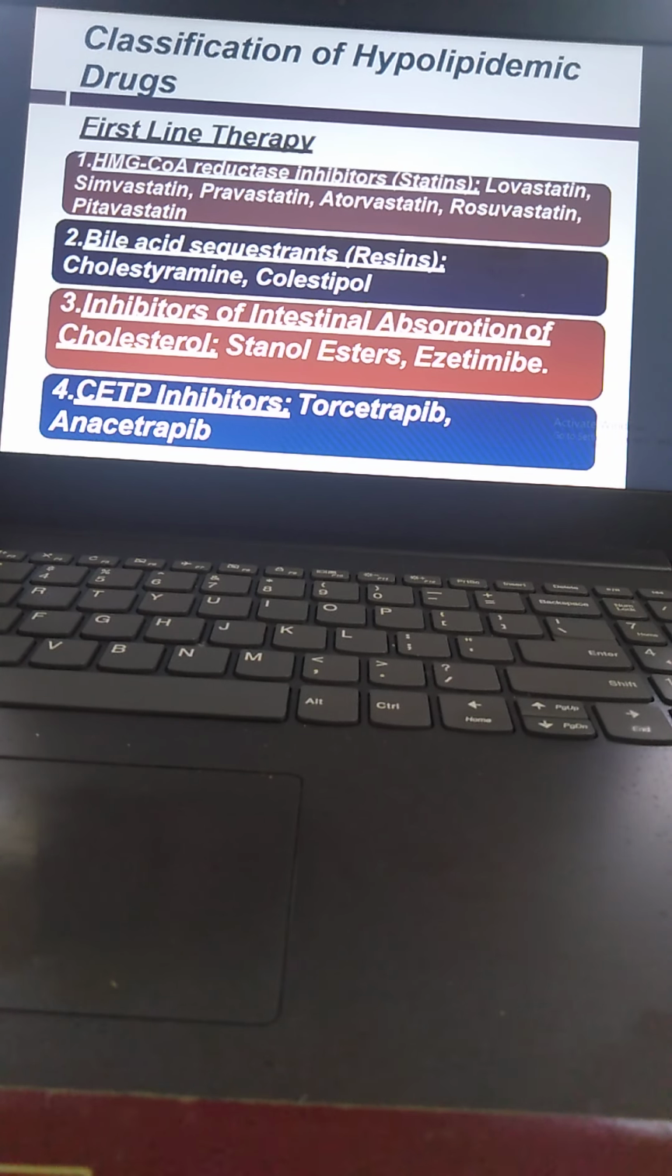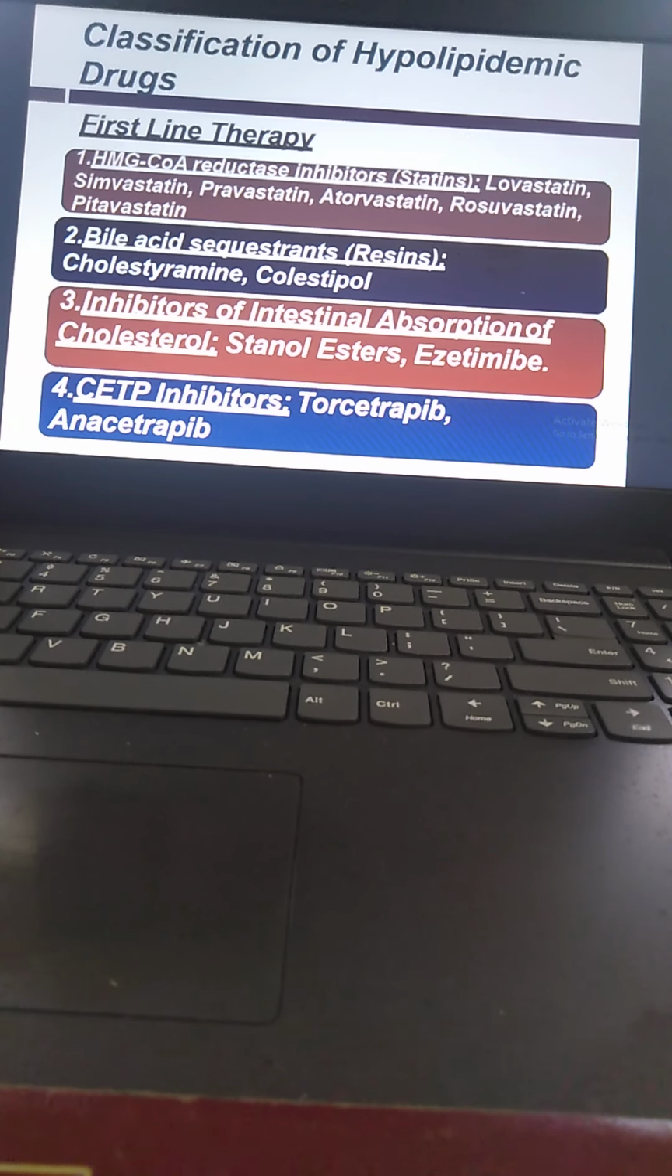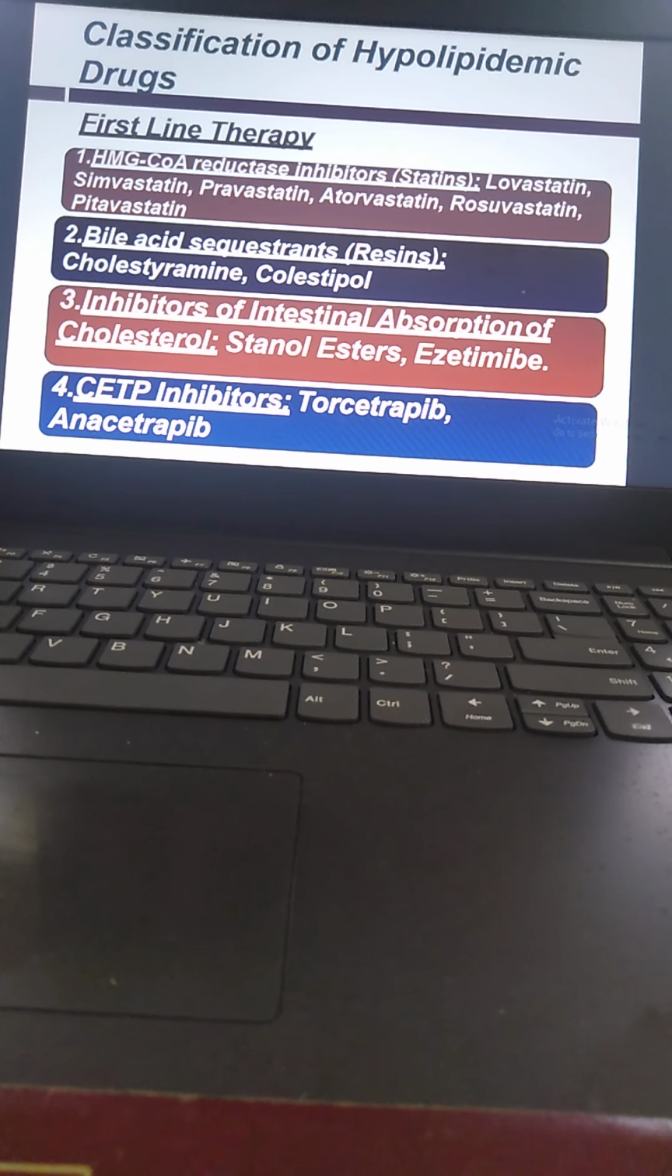Then we have the second class, bile acid sequestrants, resinous, cholestyramine. Then we have inhibitors of the intestinal absorption of cholesterol, that is stenol esters, ezetimibe, and we have CETP inhibitors. The full name of it is cholesterol ester transfer protein. It consists of torcetrapib and anacetrapib.